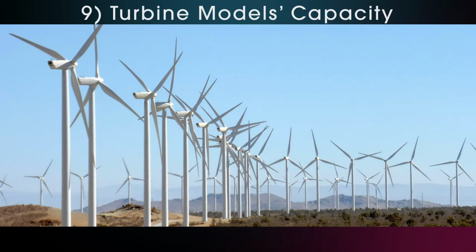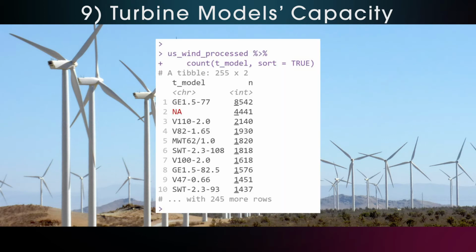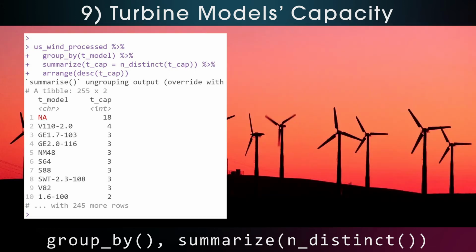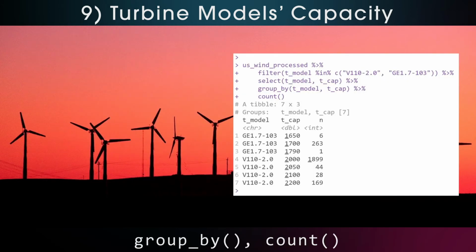Let us next investigate the different capacities of the wind turbines to see how much energy they produce. We have many thousand installations of various model types present, but how can we check if each model has a distinct capacity? With group by on the models and summarize and n distinct on turbine capacity, we see that the Vestas 110 has 4 different capacities and the GE 1.7 and 2.0 have both 3. With filter and select we can have a closer look.